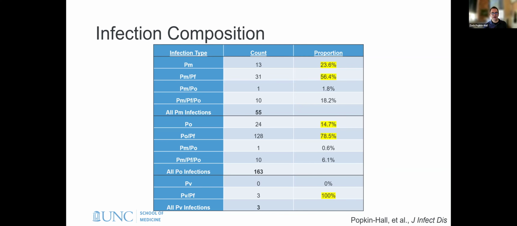And I don't want to spend a lot of time on this, but I will also mention that we do have 1 co-infection of just PM and PO, and then 10 triple infections where these patients had all 3 at the same time. And then finally, on this slide, I want to point at the bottom to our vivax results, which show that all 3 of our vivax positive samples were co-infected with falciparum. So there's no single species infections of vivax detected in this study.